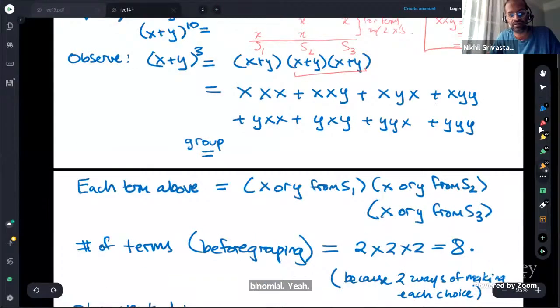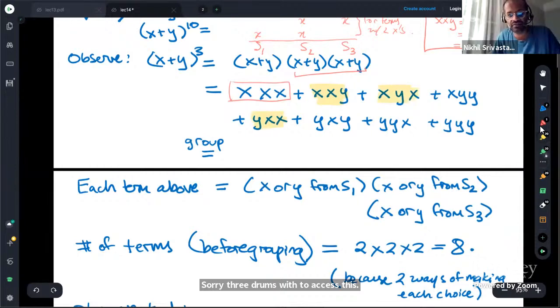Let me explicitly point out the grouping. So what are the groups? There's one term with 3 x's. Then there are 3 terms with 2 x's. This, and this.